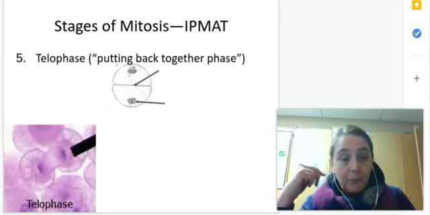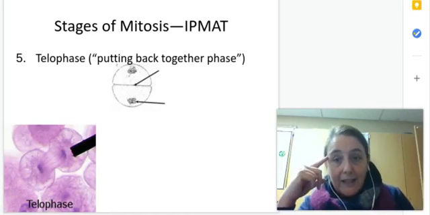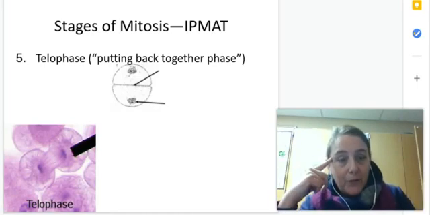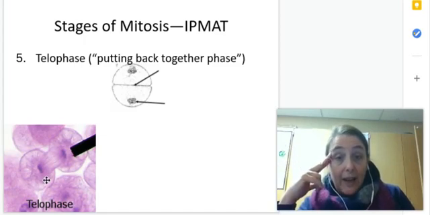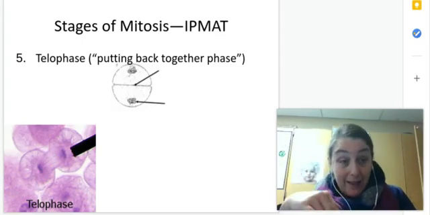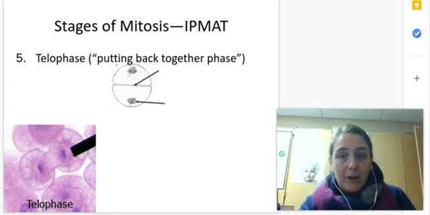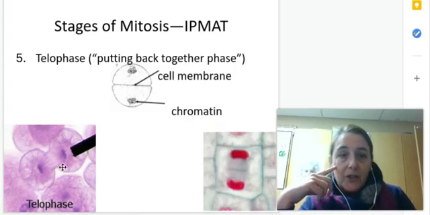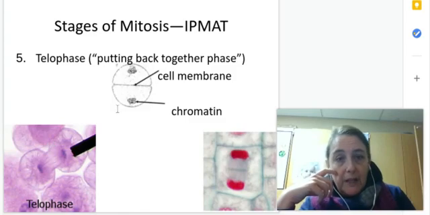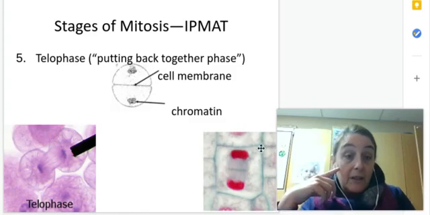Telophase is the opposite of prophase. It's putting everything back in order for the cell to go back into interphase. And so we have telophase where the cell membrane is going to pinch in, and we're also going to put the chromosomes back to chromatin. We're going to put the nucleolus back. We're going to put everything back the way it was. So we're going to have a cell membrane form in between, and we're going to go back to chromatin. You can see here in a plant cell, it's going to start to form a new cell wall in between.